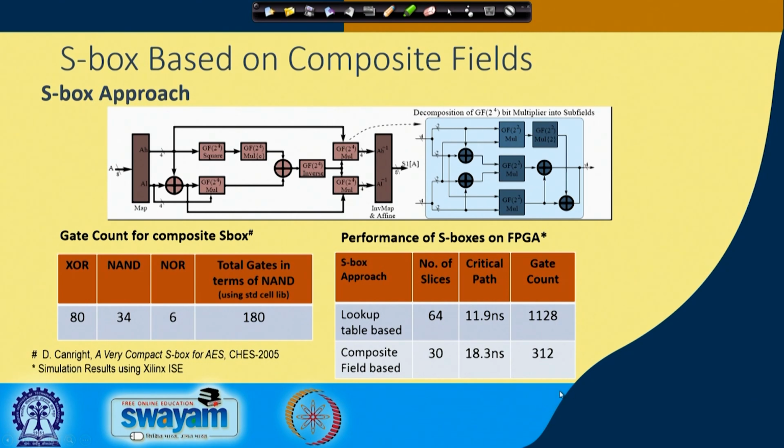So we will stop here, and in our next class we will discuss how this architecture comes and how we can use composite fields to get an overall architecture for the Sbox. We will start from there, go into the mix columns, and then try to see the overall picture. Thank you for your attention.